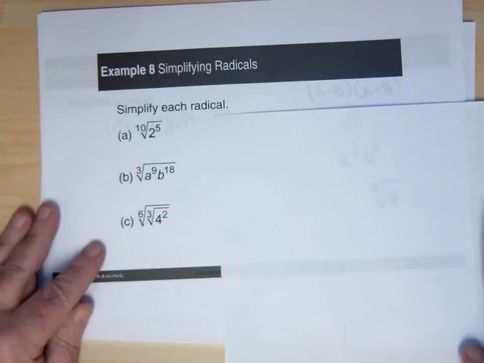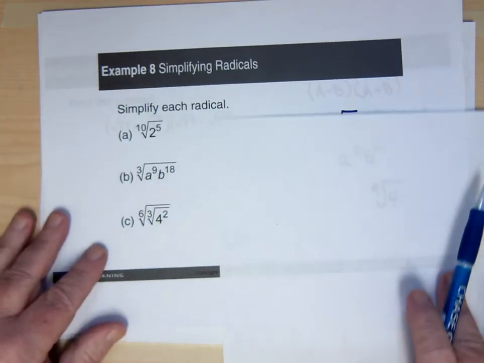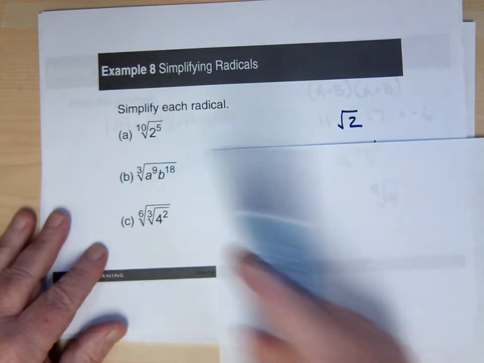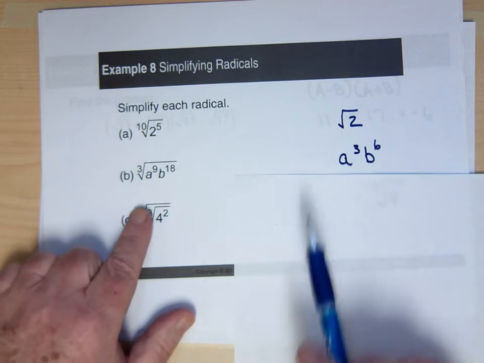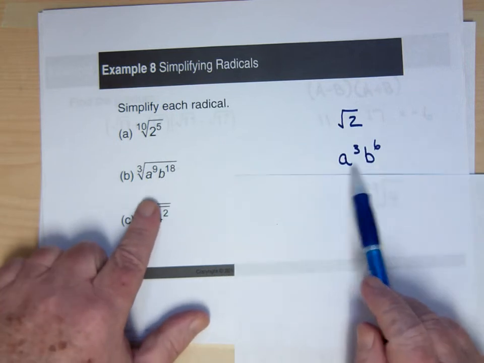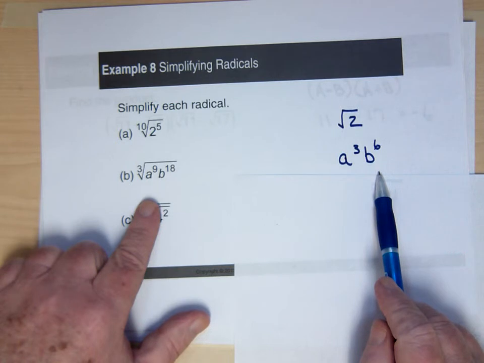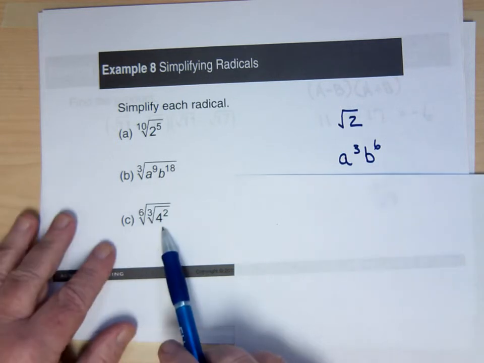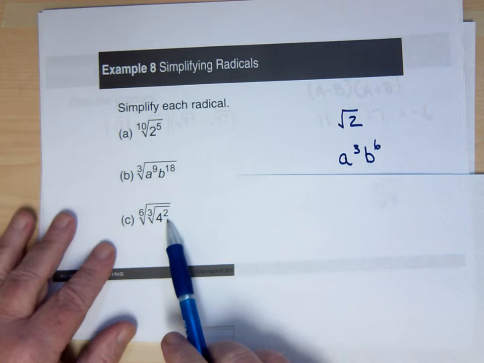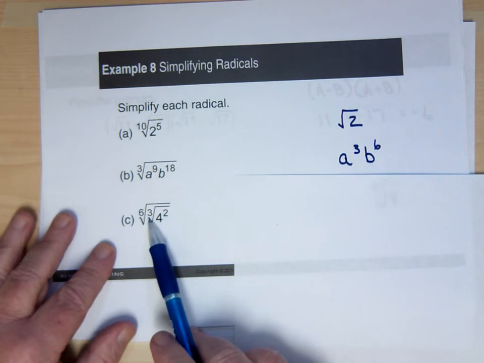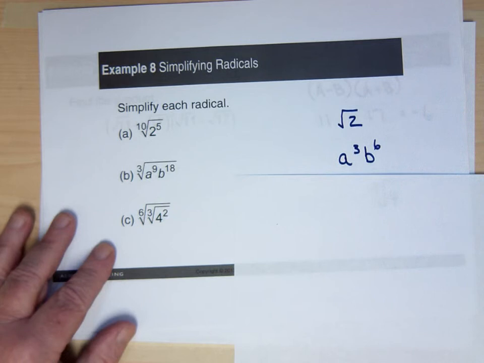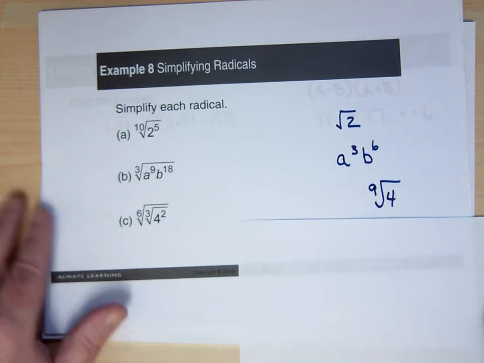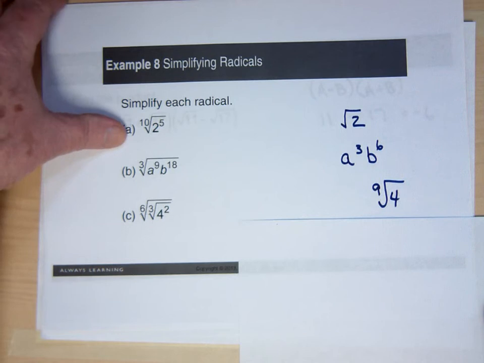Here we're simplifying radicals, so this is going to be square root of 2. 5 over 10 is 1/2. Down here, each of these are multiples of 3, and so I'm going to get a cubed, b to the 6th, and down here this is going to be 4 squared, and this is going to be to the 1/3 power times, this is going to be raised to the 1/6 power, so this is going to be 2 over 18, or the 9th root of 4 in a simplified form.